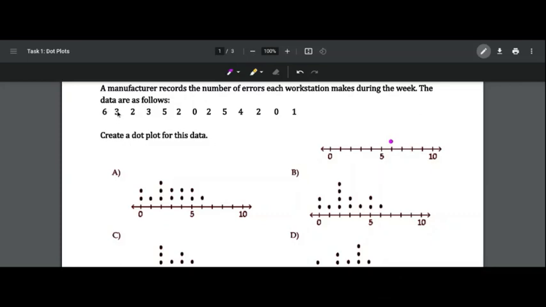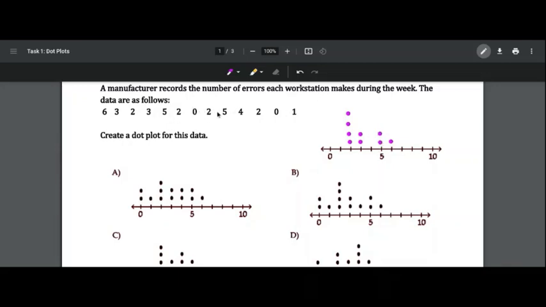And then we have number 3: 1, 2, so it's been repeated 2 times. Now we have number 2: 1, 2, 3, 4. So number 2 has been repeated 4 times. Number 3, we already did it. And then number 5: 1, 2. So number 5 has been repeated 2 times.